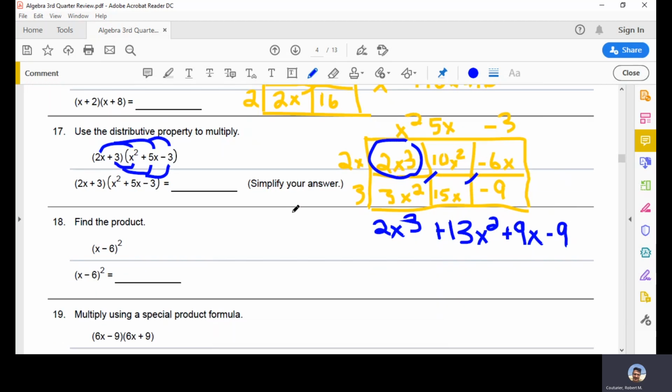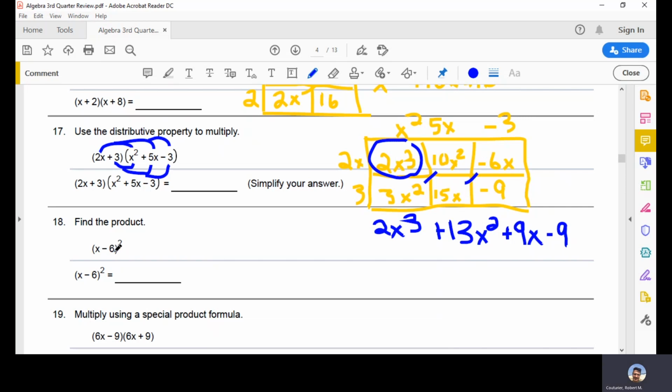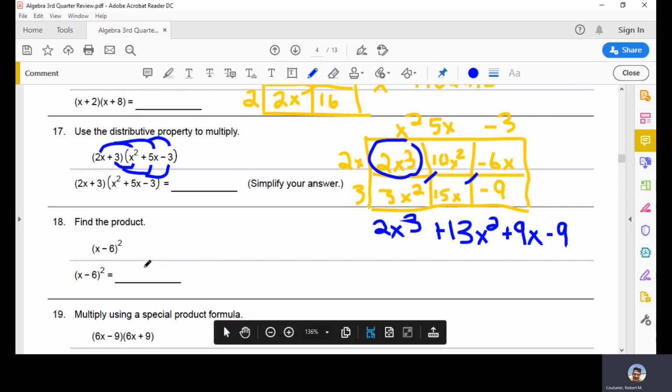Last one that we're going to do for today is we take a look at this here. Okay. So here we go. Find the product of x minus 6 squared. I know some of you are like, oh, I can square this x and I can square this 6 and I am done. No, and you'd be totally wrong. Remember that squaring something means that whatever the base is, it's being multiplied 2 times in a row.